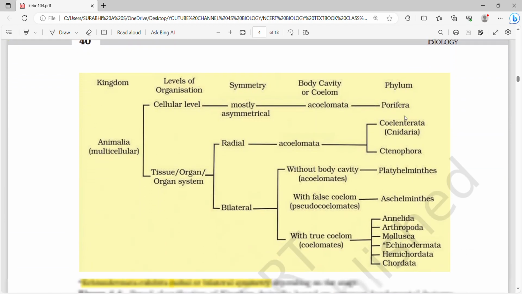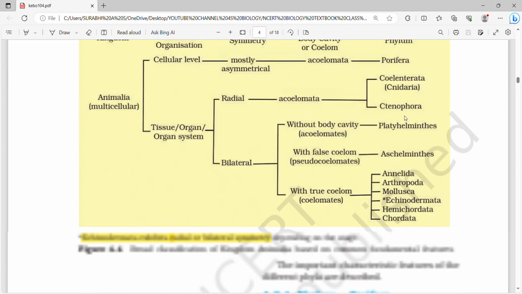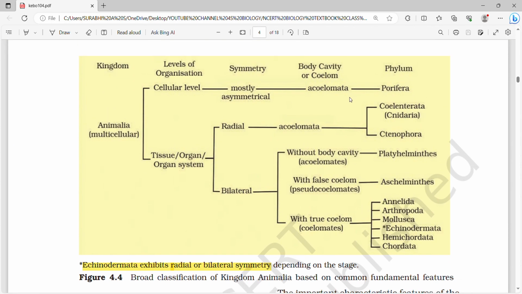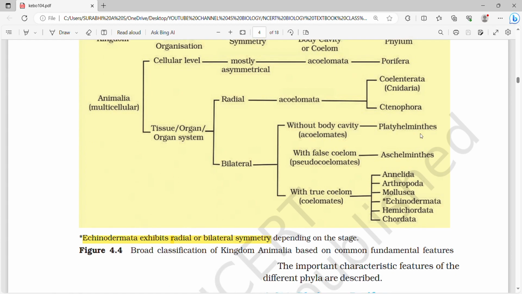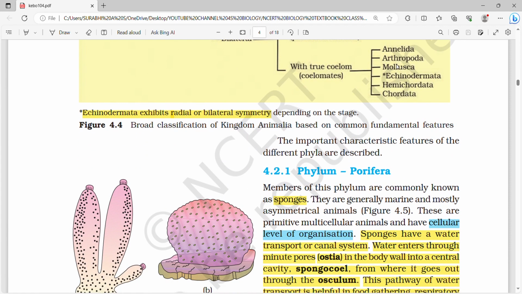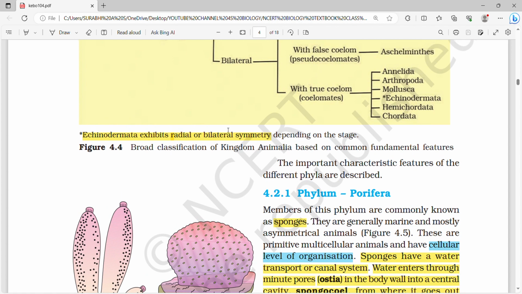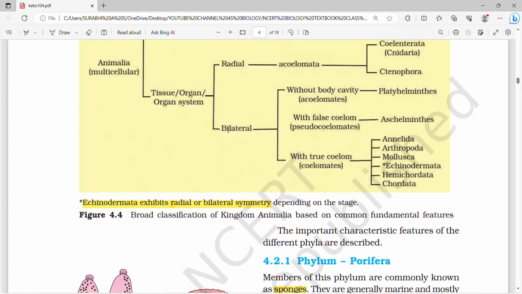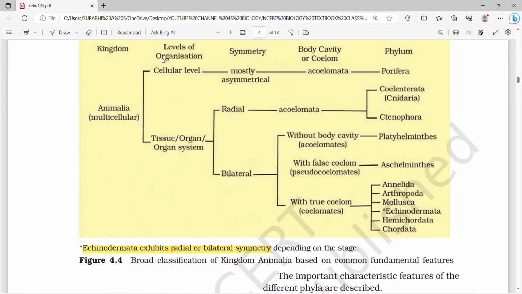Now we'll move on to the classification of animals. If you see, this table is very important because they might give the direct table and they may give a fill in the blanks type of question. So please go through this once. And you also have to note there is a star here, that is because echinodermata exhibits both radial and bilateral symmetry depending on which stage it is, and you have to know each and everything which I have already explained. Cellular, tissue, asymmetrical, radial, bilateral, acoelomate, pseudocoelomate, coelomate, and the phylum name.